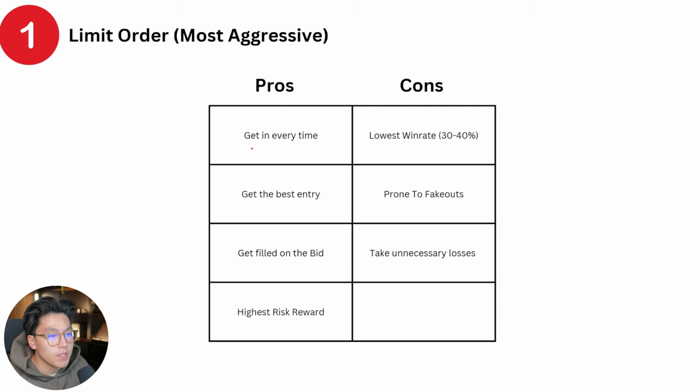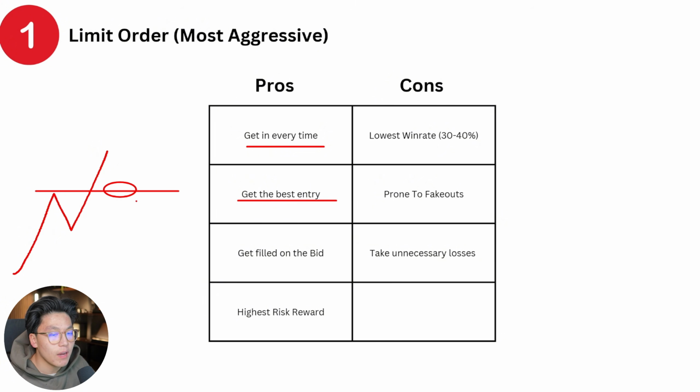Pros. First thing is you get in every single time. This technically can be a pro and a con, but no matter what, you're not going to miss out on a trading opportunity. If it comes back to retest, you're going to get in no matter what. Another pro is that you get the best entry. Whenever price breaks out and comes back down to retest, if you already have a limit order sitting here, you're going to have the best entry as it comes right back down in towards your previous resistance, now turning into support.